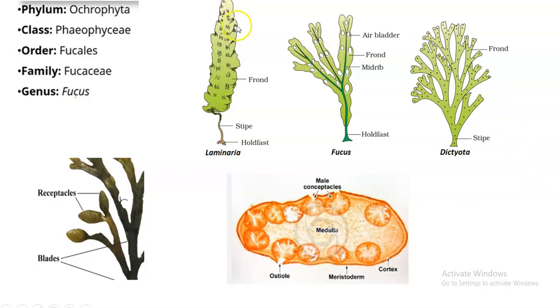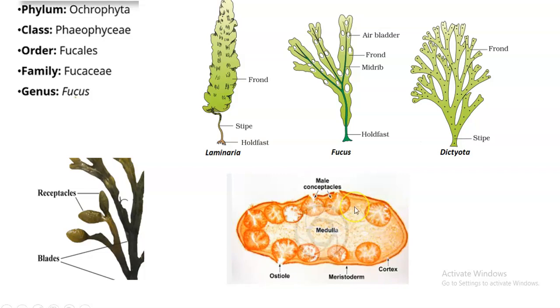So this is the particular branch or thallus which is called frond. This is called frond, and these are having air bladders on either side with a predominant midrib. There is a holdfast for attachment to the substratum. In these receptacles there will be small cavities. This is one particular cavity, and within this cavity you can see globose shaped bodies. These are called conceptacles.